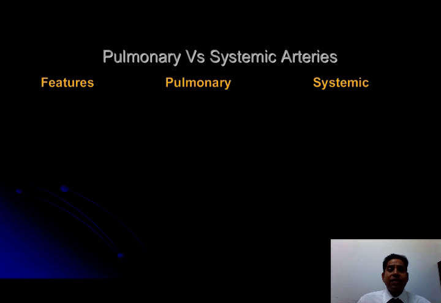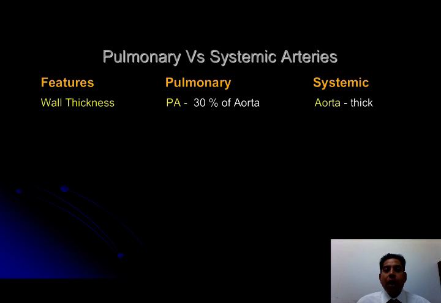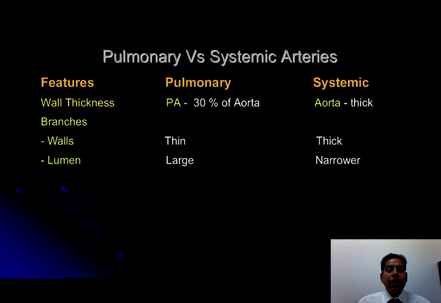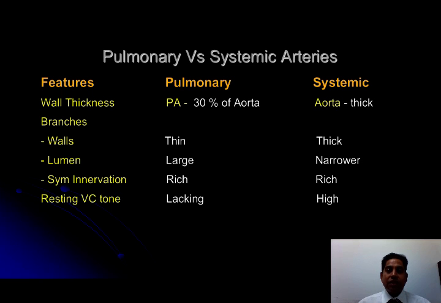Now, if you look at the differences anatomically, you will find that the walls of the pulmonary artery are only about 30% that of the aorta. So the aorta has got a thicker wall. The walls are thin in the case of the pulmonary artery, thick in the case of the systemic artery. The lumen is a lot larger in the pulmonary circulation, but because of the thick wall, the lumen is narrower in the case of systemic circulation. The pulmonary circulation as well as the systemic circulation are both innervated very richly by the sympathetic nerve fibers, and stimulation of these fibers will cause vasoconstriction.